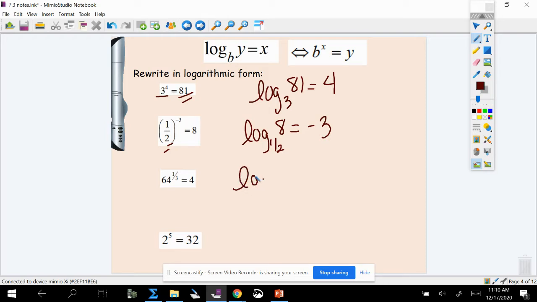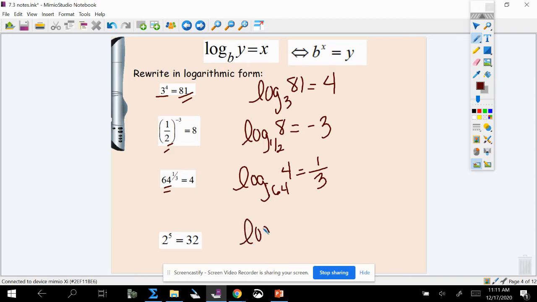Next one, we're going to have a log. Your base number is 64 because that's the base number of the exponent. Your big number is 1/3. And I put it backwards. One second. Base number is 64. Your big number is 4. And your answer is your exponent, which is 1/3. 1/3 power is the same as cube rooting. So what that's saying is the cube root of 64 is 4.